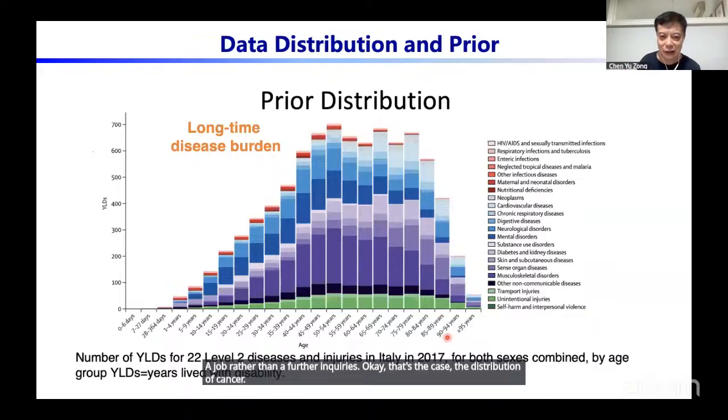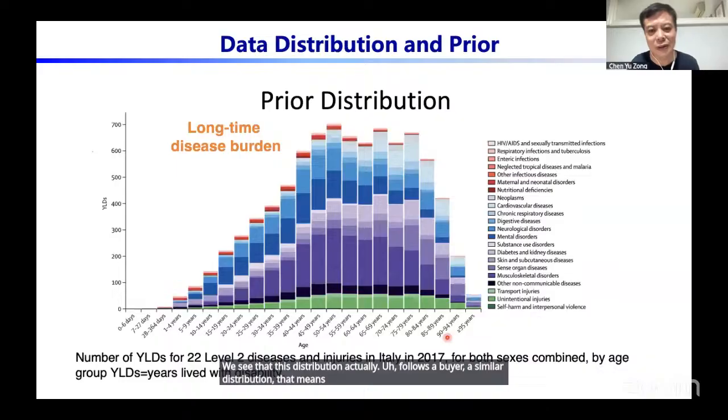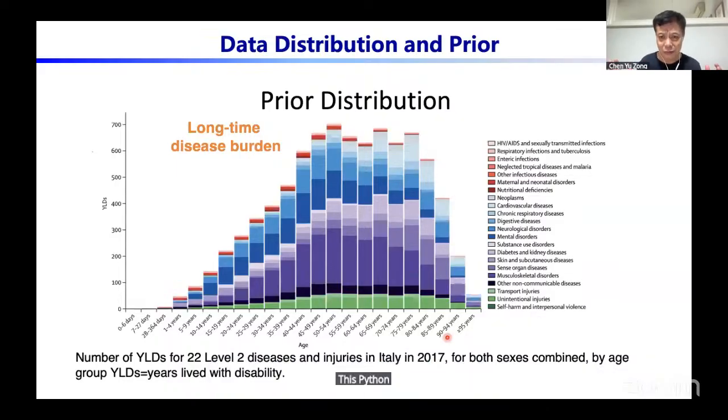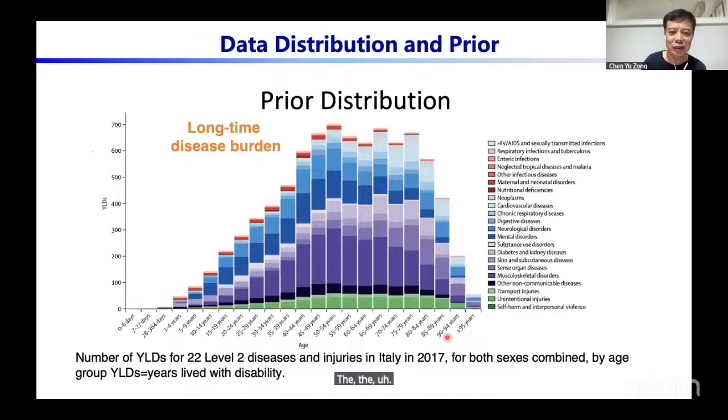We see that this distribution actually follows a similar distribution. That means incidence increases to a certain age and then decreases. This pattern actually follows in many different diseases, as this figure illustrates. You can see different colors represent different diseases. They all follow it. Of course, the general trend is the same, but the exact shape can be different.